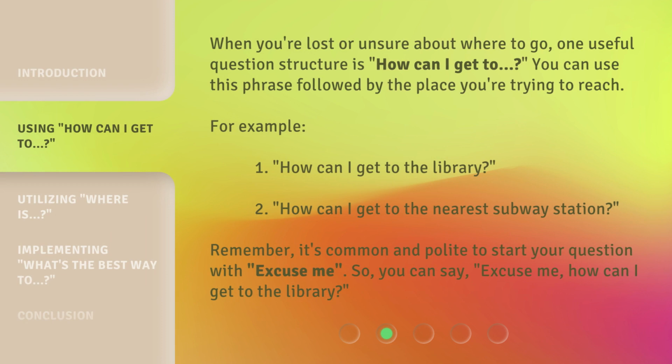When you're lost or unsure about where to go, one useful question structure is, "How can I get to?" You can use this phrase followed by the place you're trying to reach. For example, 1. How can I get to the library? 2. How can I get to the nearest subway station? Remember, it's common and polite to start your question with, "Excuse me." So, you can say, "Excuse me, how can I get to the library?"